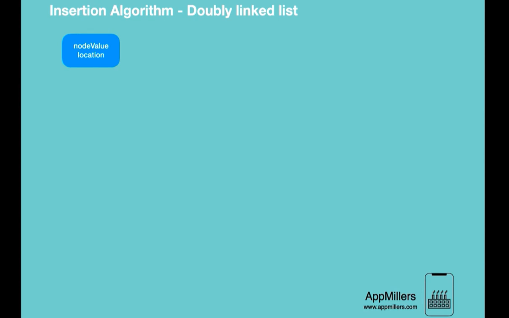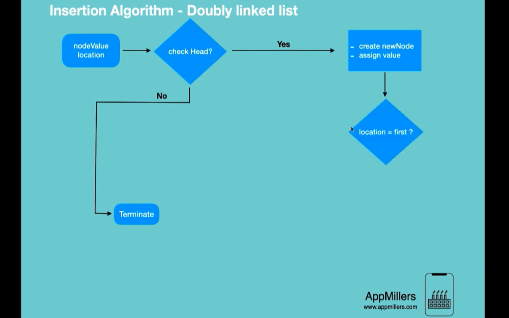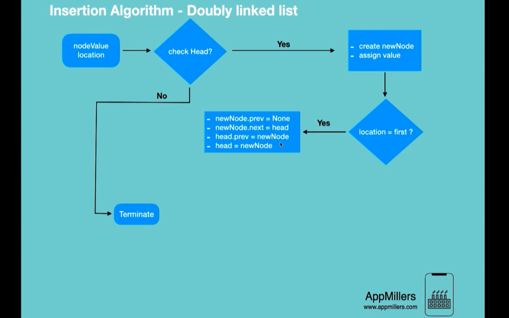Then the next case in our algorithm, we check if the head exists or not. If head does not point any node, then we terminate our algorithm. Otherwise, if head points to any node, then we continue to create a new node and assign a value to this node. Then after assigning value to this new node, we continue to check our location parameter over here. So if location parameter points to first, it means that we want to insert a new node at the beginning of double linked list. So here, we need to perform these operations over here.